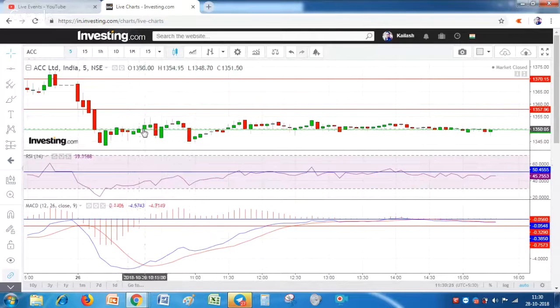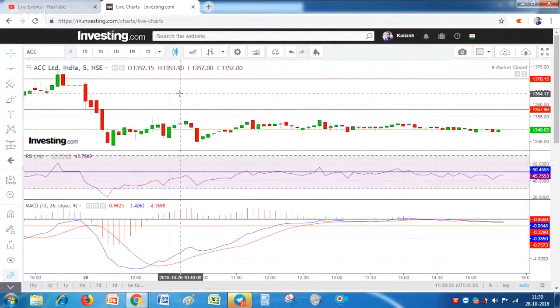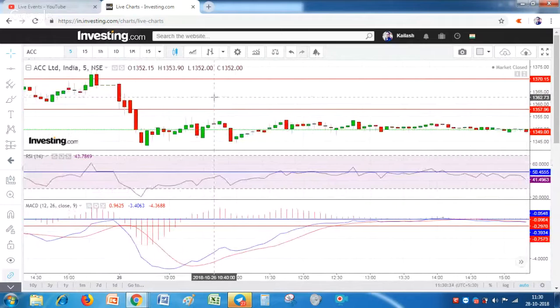So this is the right setup. I hope this is clear, friends. I have shown you how it could work for intraday.